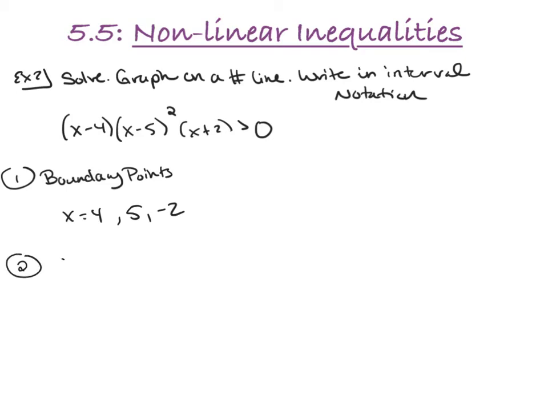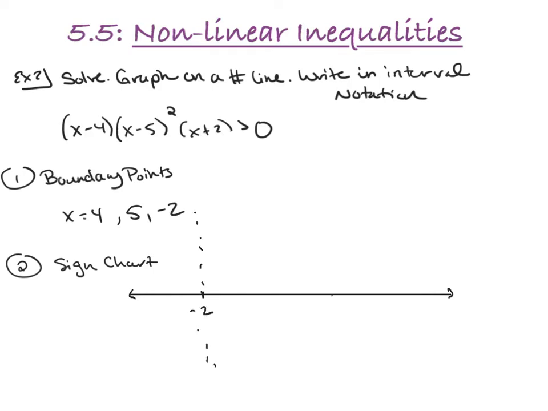Then we want to create our sign chart by drawing in a number line and labeling our boundary points on it. So here's negative 2. That's going to create a column. Way over here is 4. And then right next to it is 5. Terrific. Okay, same idea. We're going to pick test points within each of these columns. We have now 1, 2, 3, 4 columns here. And then I'm going to show you a slight shortcut we can use.